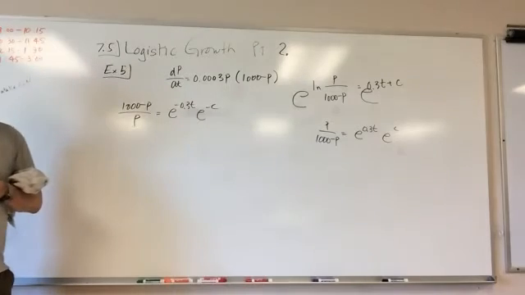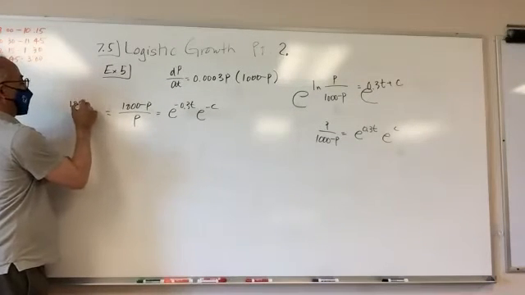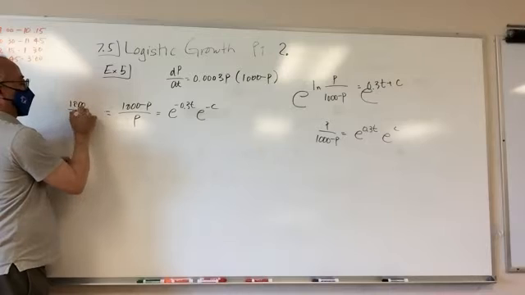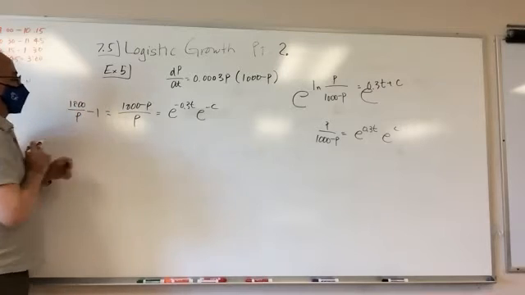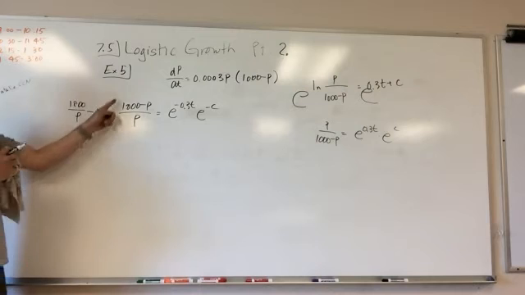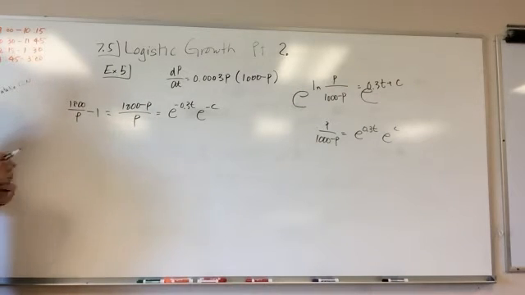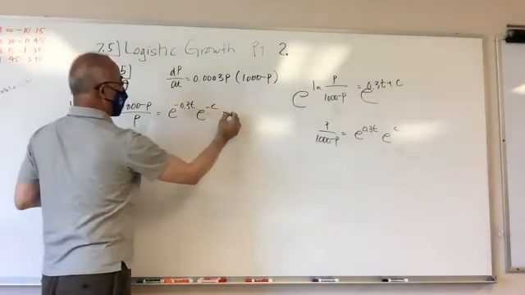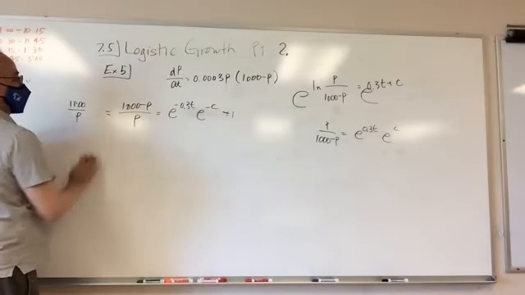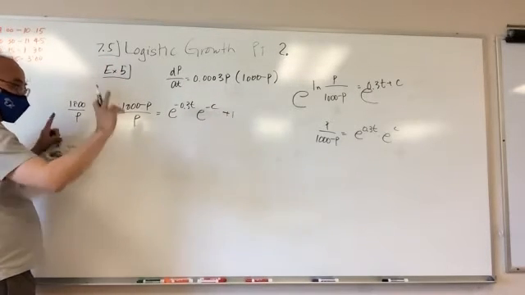Right? I flip both sides over. This is basically 1,000. I divided both sides by p. All right. Okay. Move the 1 over. This is what I get. Right? Flip it back over.